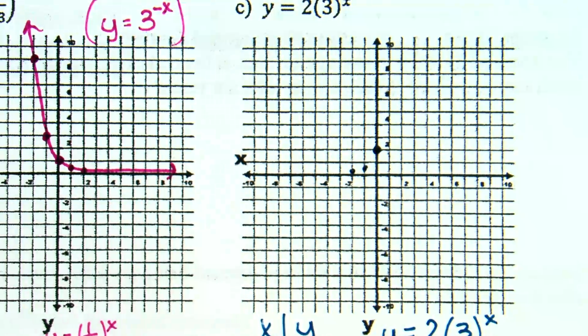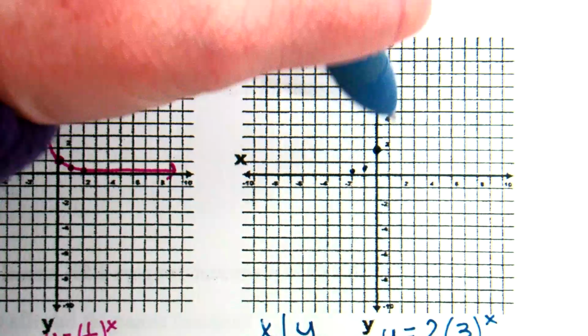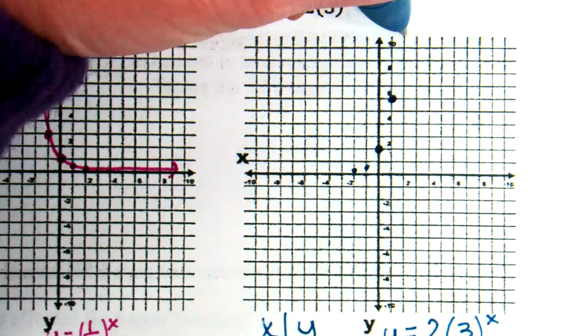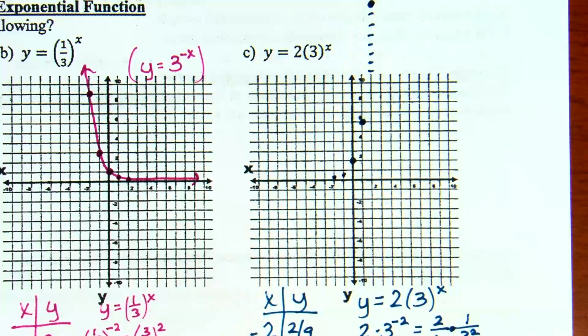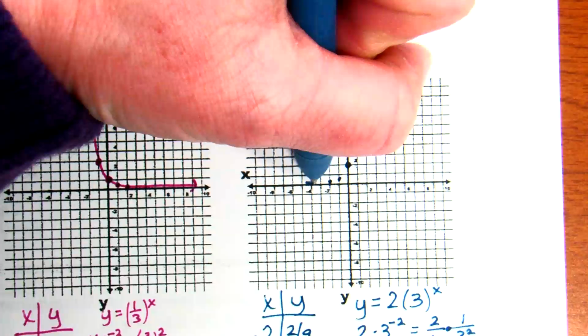That vertical stretch means I no longer go through 0, 1, right? 1, 6, so right 1, up 6, and 2, 18, right 2, and up 18. So mine is way up there. Just kind of counting up and approximating. Notice again, my graph still does not cross the x-axis.